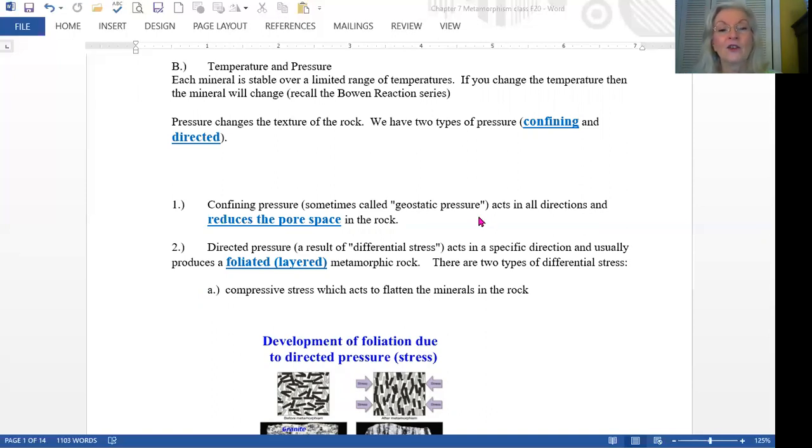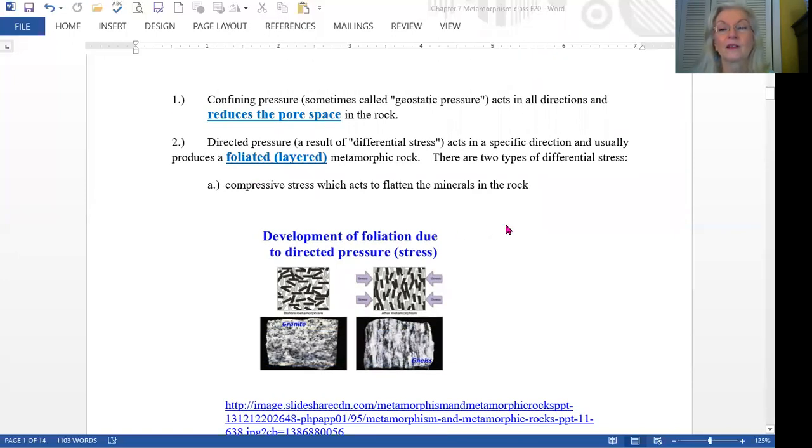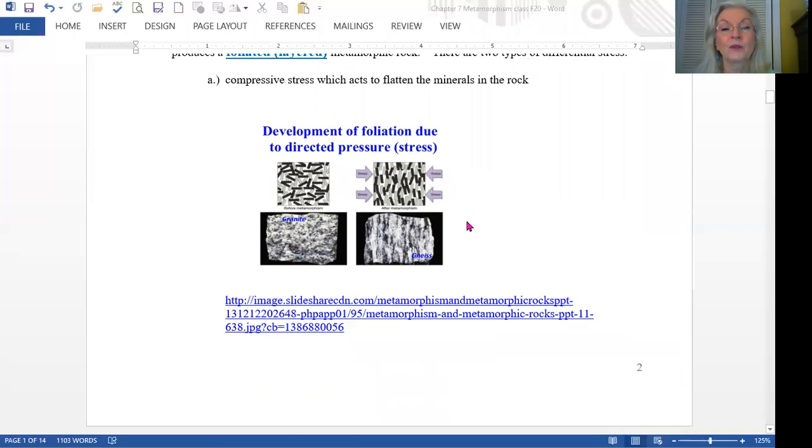It tends to give you a layered look to your rock, and we refer to layered metamorphic rocks as foliated metamorphic rocks. You've got two types of differential stress. One is compressive stress, and it only acts to flatten the minerals that are in the rock. We'll scroll up a little bit. So you can see you've got a random orientation of light and dark minerals, for example, in granite.